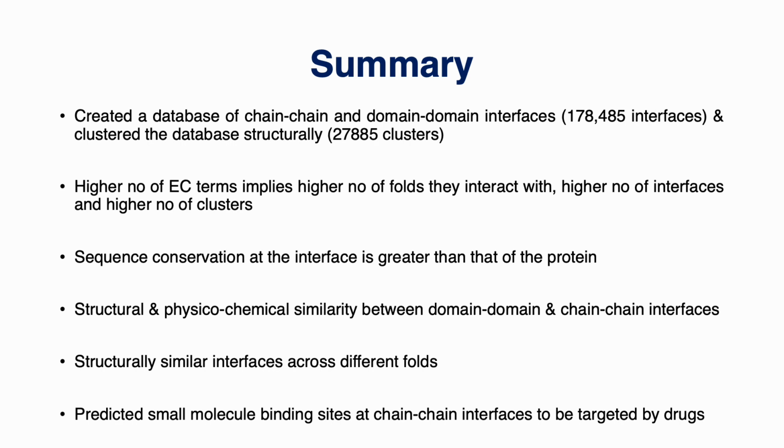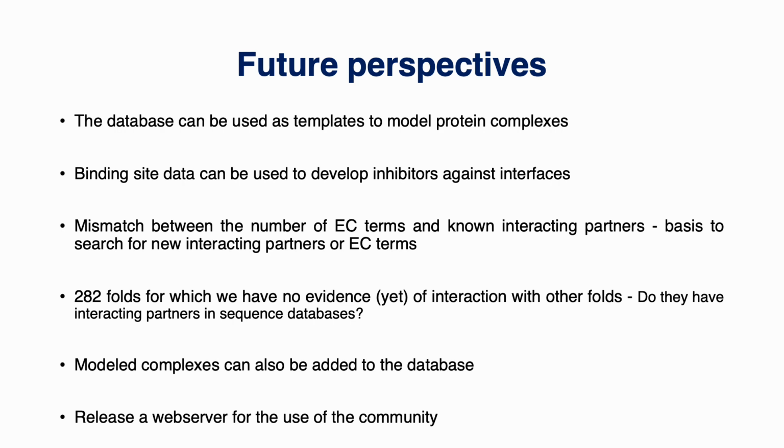So the future of the work would involve the dataset being used as templates to model protein complexes. The binding data could be used to develop inhibitors against interfaces. And in cases where there are mismatches between the EC terms and the known interacting partners, this could serve as a basis for searching new interacting partners or EC terms. We have around 282 folds which have no evidence of interacting with other folds in the PDB. We can go and see if we know that these folds interact with other proteins from the sequence data sets. We could also add model complexes to the data set, but we also have to identify at what cutoffs all this clustering needs to be done.